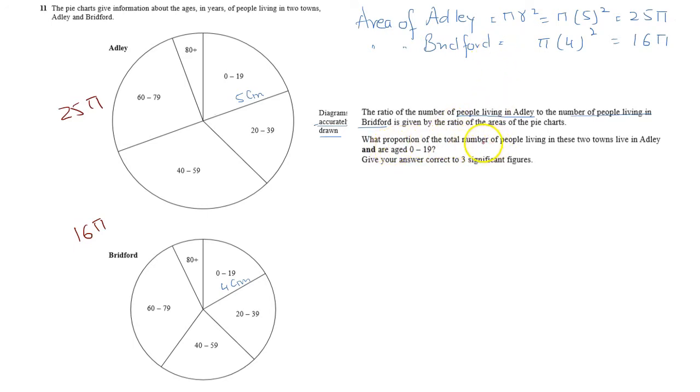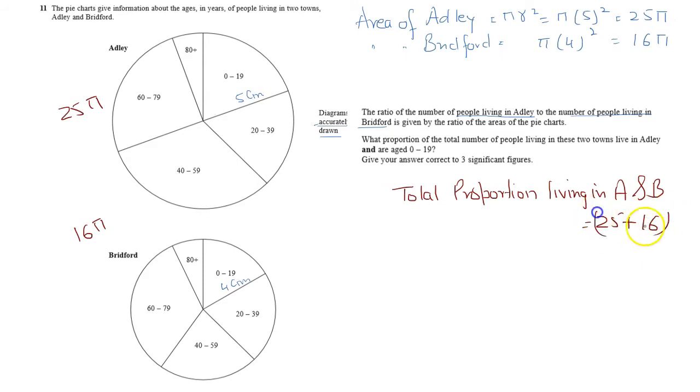What proportion of the total number of people living in these two towns? So the total proportion living in A and B, that is 25 pi plus 16 pi, so that is 41 pi. This and this.